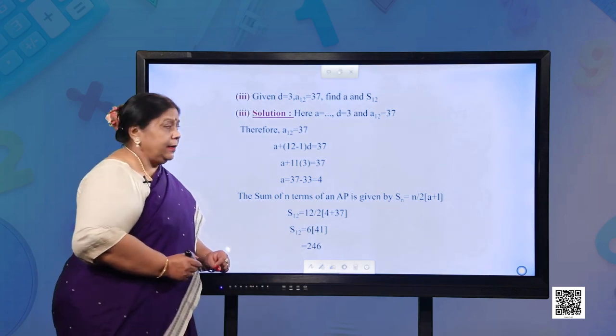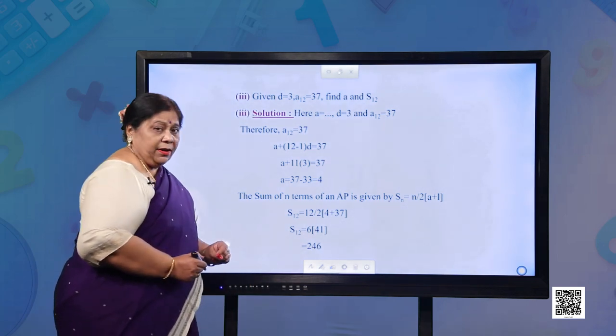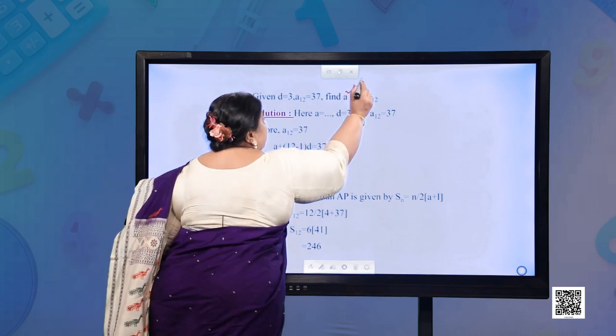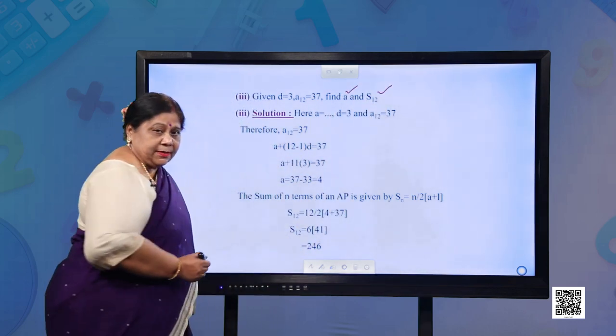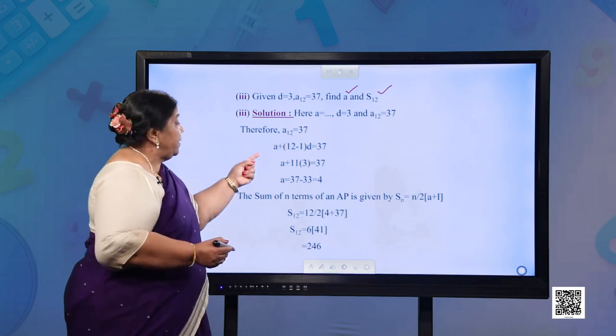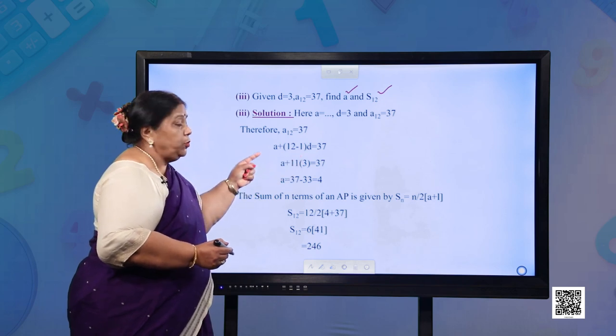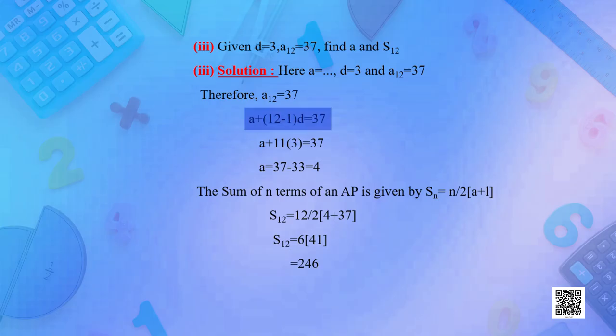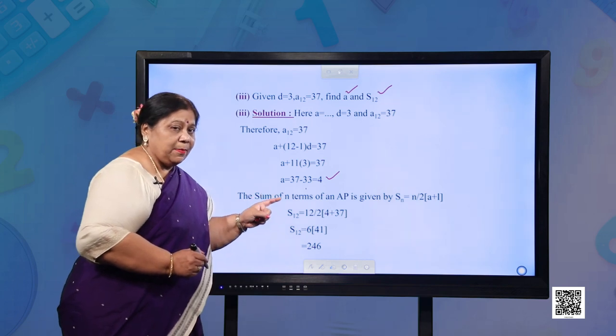Here D is 3 and A12 is 37. We are required to find out the first term and the sum of 12 terms. Alright, so A12 is 37 means I can write down in equation form using the nth term formula: A plus 12 minus 1 into D is equal to 37. So what is 12 minus 1? 11. So, A plus 11 into 3 is equal to 37. That gives us A is equal to 37 minus 33, which is equal to 4. In this way, we have calculated the first term as 4.